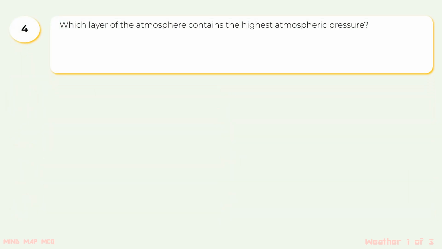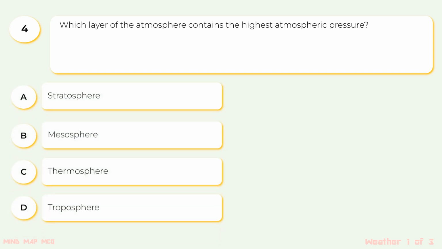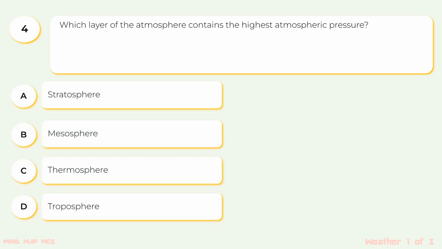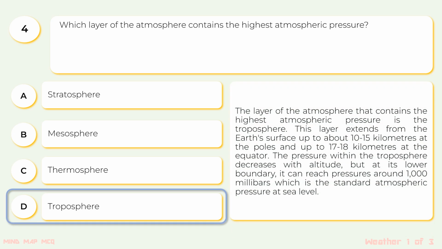4. Which layer of the atmosphere contains the highest atmospheric pressure? The options are A. Stratosphere, B. Mesosphere, C. Thermosphere, D. Troposphere. The correct option is D. Troposphere. The layer of the atmosphere that contains the highest atmospheric pressure is the troposphere.